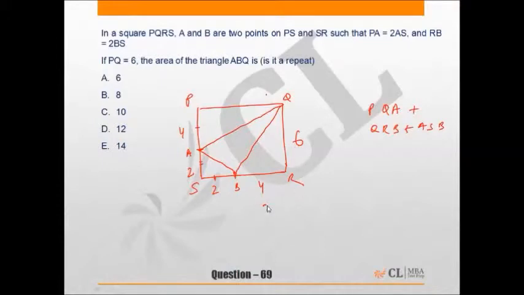So the required area will be 36, that is the area of the square, minus the area of triangle PQA, which will be 1 by 2 into 4 into 6, plus the area of QBR, that will be equal to PQA only, 1 by 2 into 4 into 6, plus the area of ASB, it will be 1 by 2 into 2 into 2, and this comes out to be 10. So the required area is 10 square units, which is option C.